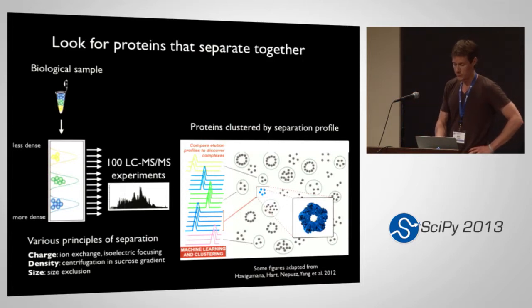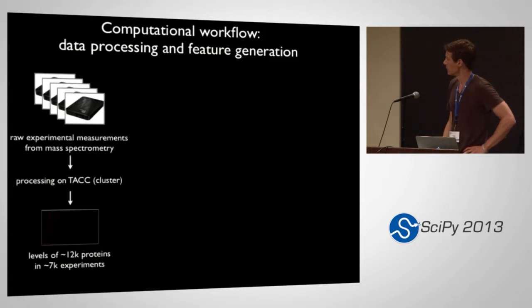So to make this a little more computational in the visualization of how we do this, we do some of these separation and mass spec experiments in my lab, but a lot of them are done by a lab in Toronto that we collaborate with, and they have a lot of expensive machines and a lot of people running these machines that do these experiments.